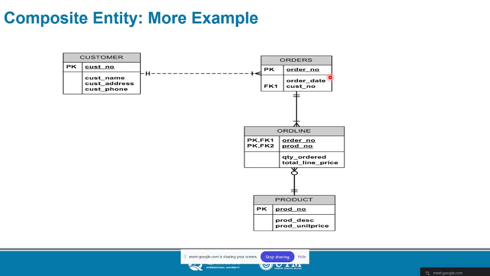Now, composite entity, more examples. We have customer, we have orders, we have order line, we have product. Between the product and the orders, we have the order line. We want to make sure that many products will have many orders. However, this is not available for us. So we did it this way. We put the order line, or this table, as a mediator between them. And we say that one product can have many order lines and one order can have many order lines.